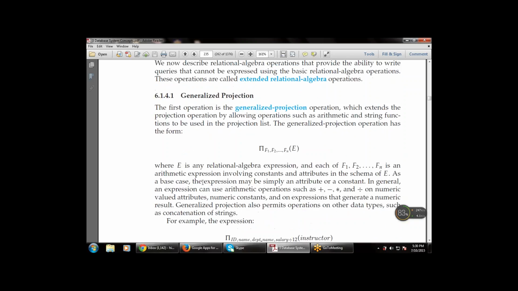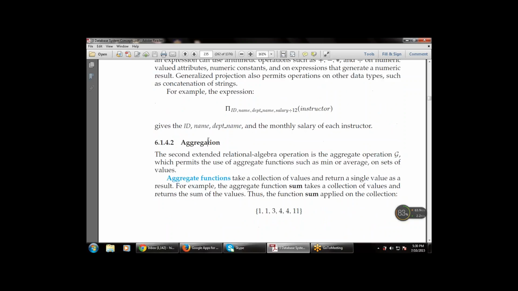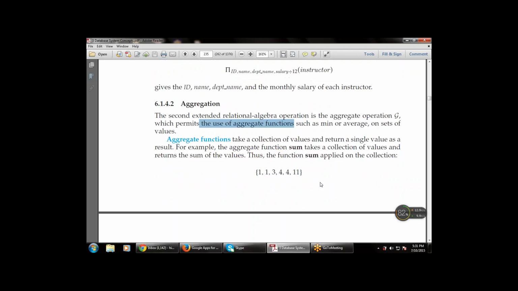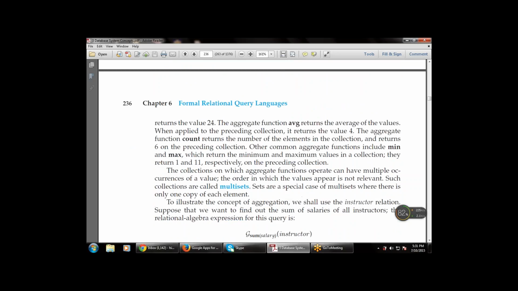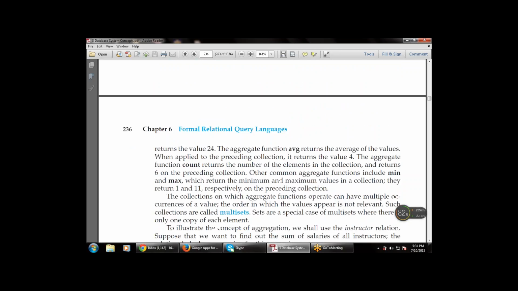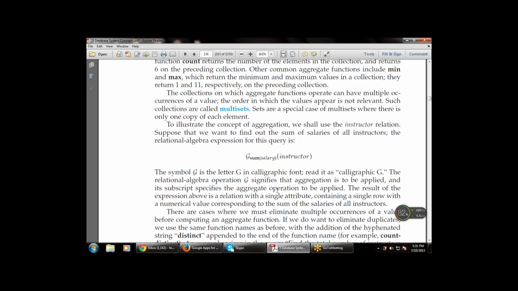Then there is the aggregation. So one is the generalized projection, and the second is the aggregation, which permits the use of aggregate functions such as min or average on a set of values. An aggregate function takes a collection of values and returns a single value as a result. For example, the aggregate function sum takes a collection of values and returns the sum of the values. Therefore, the function sum applied on the collection returns the value 24. So aggregate function means adding up all the values and giving the result.